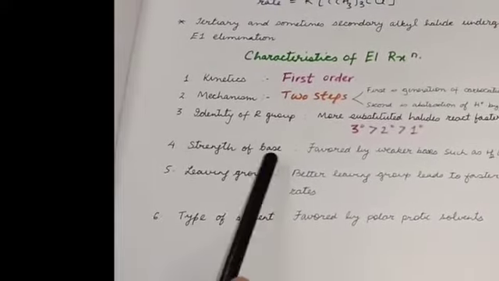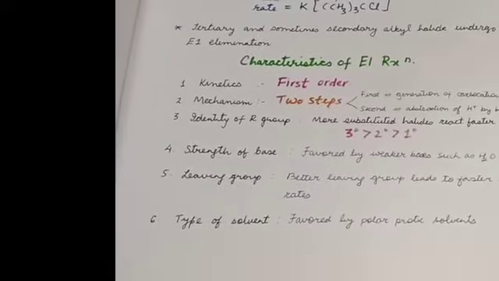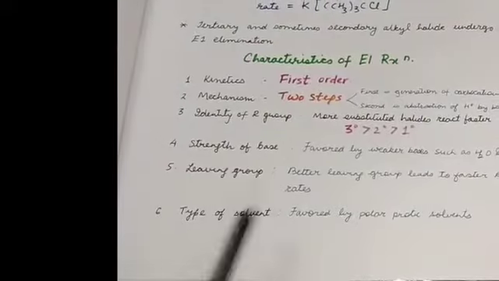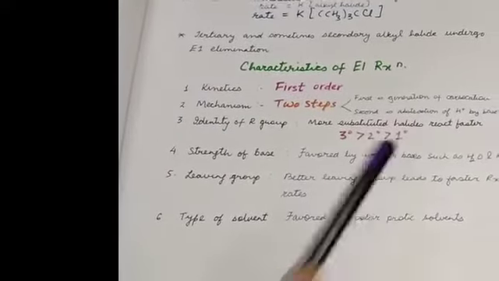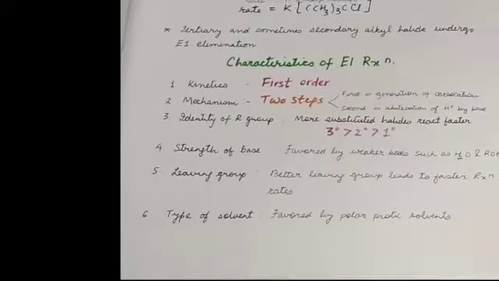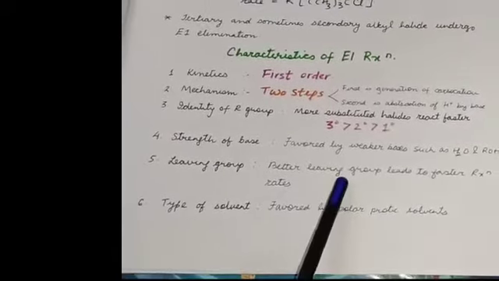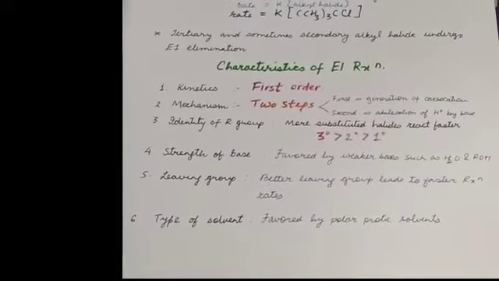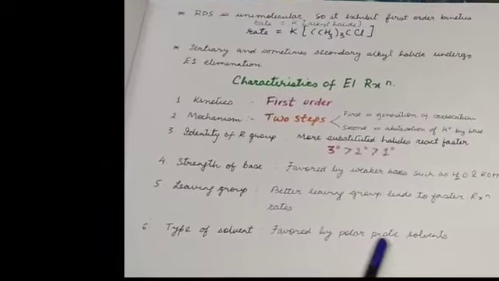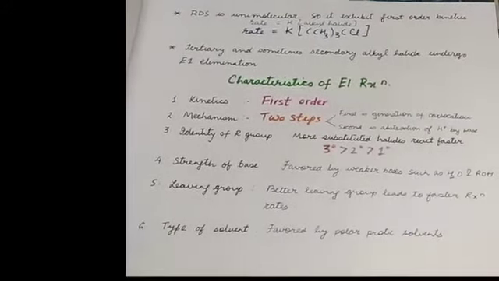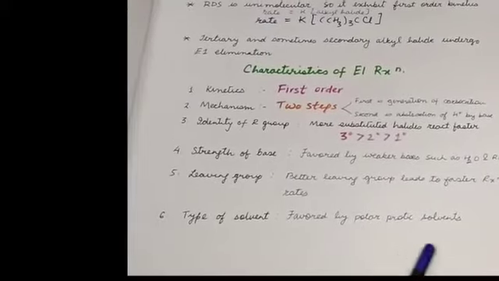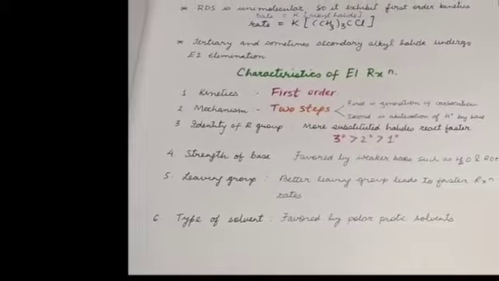And when we talk about the strength of base, then we know that there is a carbocation formation. So this is favored by a weaker base such as water or alcohol. And when it comes to leaving group, the better the leaving group, the faster the reaction rate. And because we know that there is a formation of a carbocation in the intermediate step, this reaction is favored more by polar protic solvents.